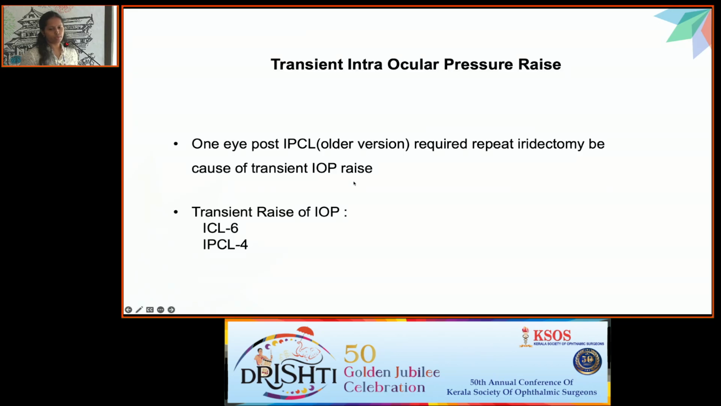The transient IOP rise in IPCL was due to an inadequate peripheral iridectomy, which was in the older version of the IPCL, which was corrected by enlarging the iridectomy. And the transient IOP rise seen usually subsided with the withdrawal of the steroids.